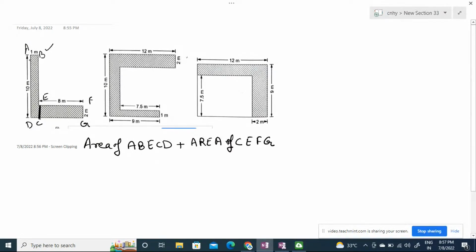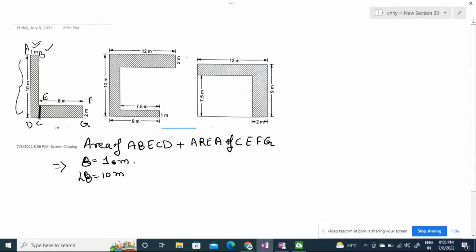Now, in this case, you can see this is 1 meter. This is the breadth. So the area of ABCD is 1 meter into 10 meter, because the length is 10 meter and the breadth is 1 meter.